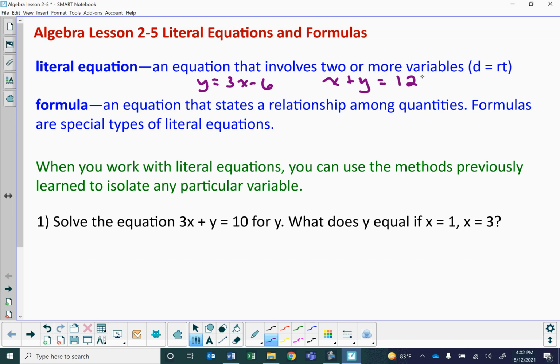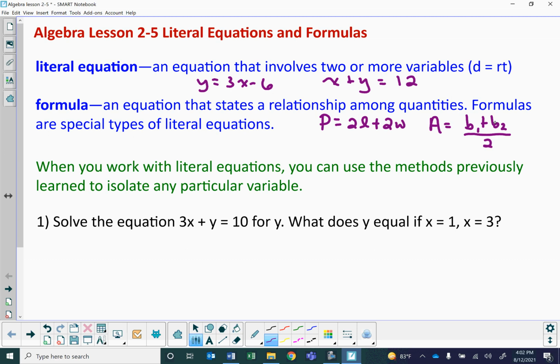Some examples are, let's say the formula for perimeter. Perimeter is equal to 2 lengths plus 2 widths. The formula for finding, let's go with the area of a trapezoid. Area is equal to base 1 plus base 2 divided by 2. Those are all formulas.